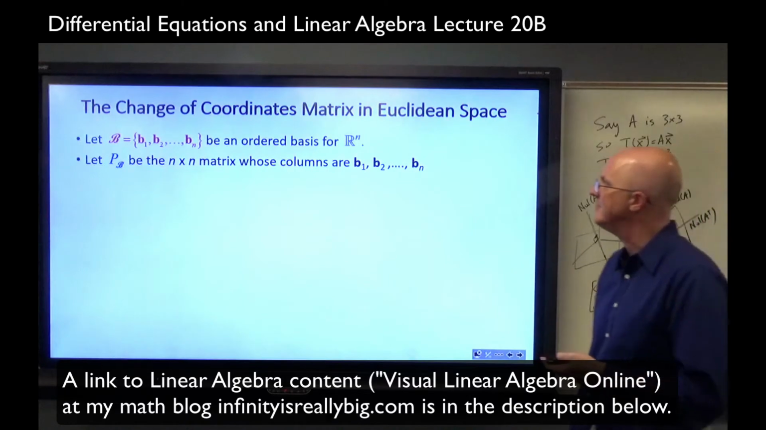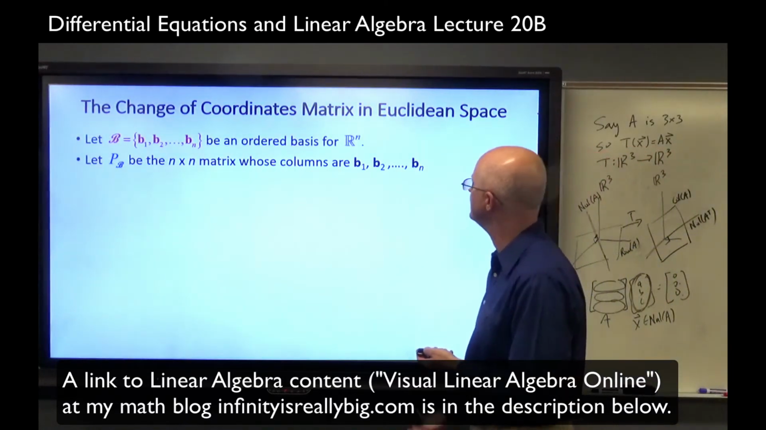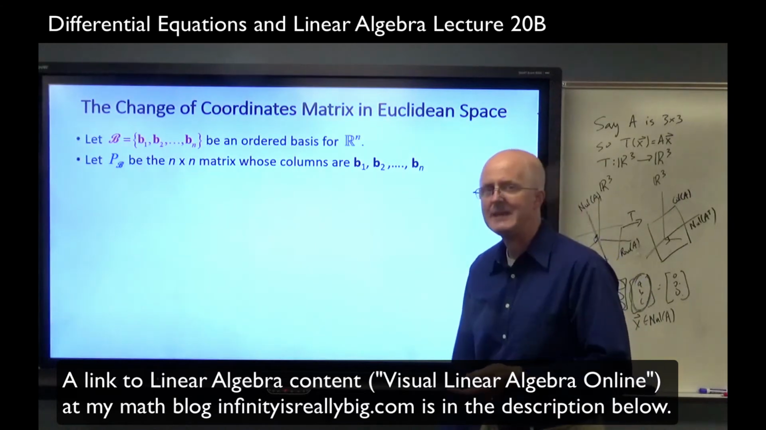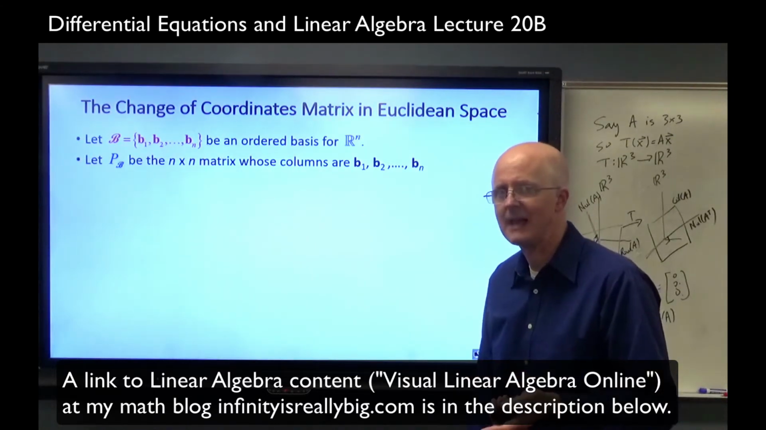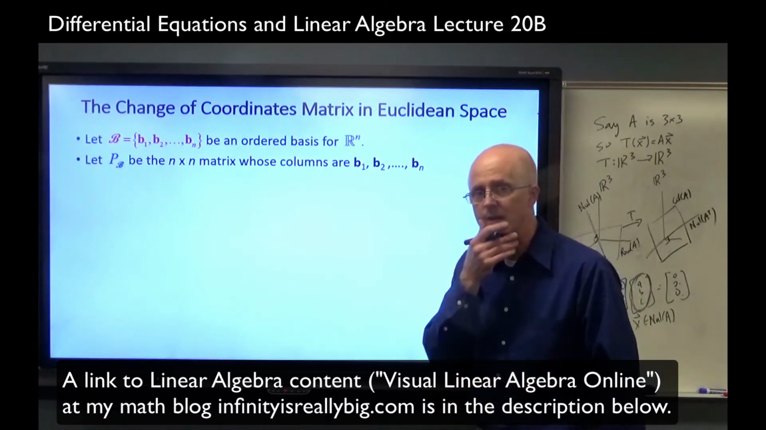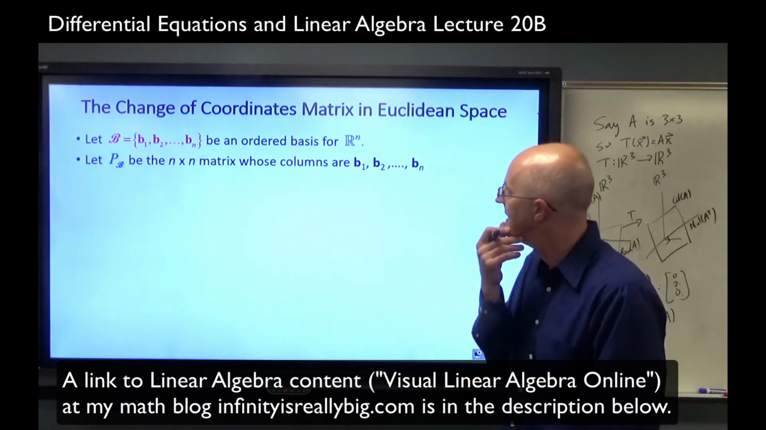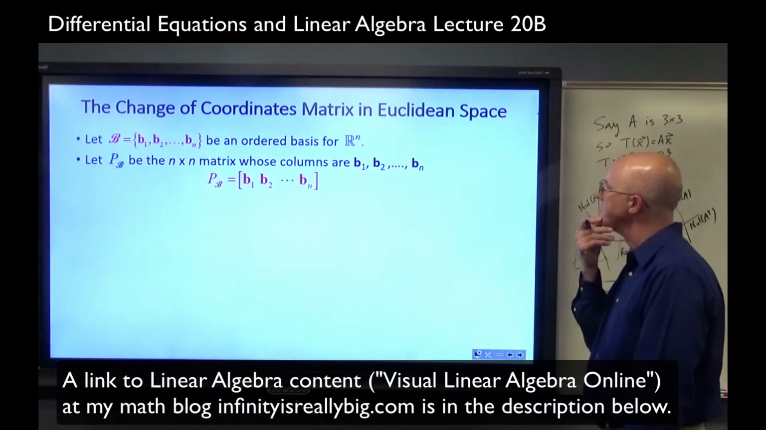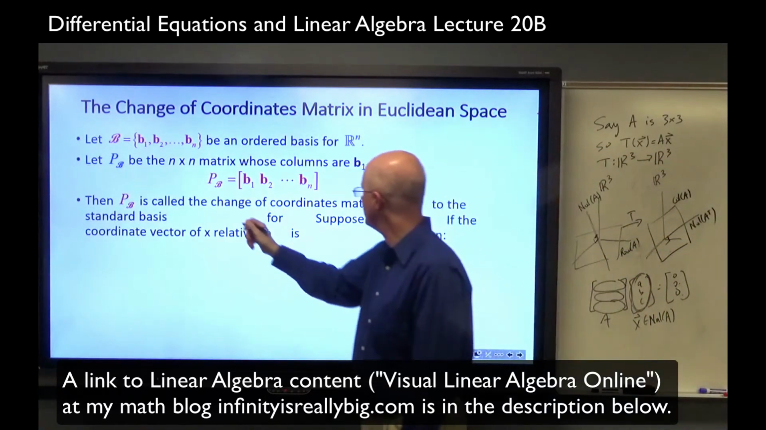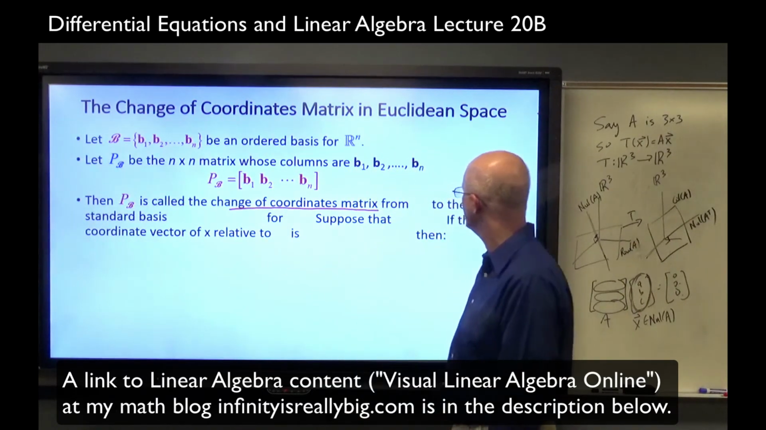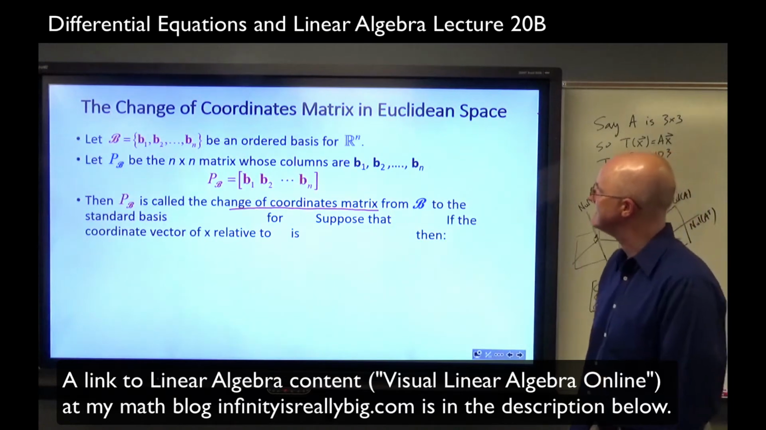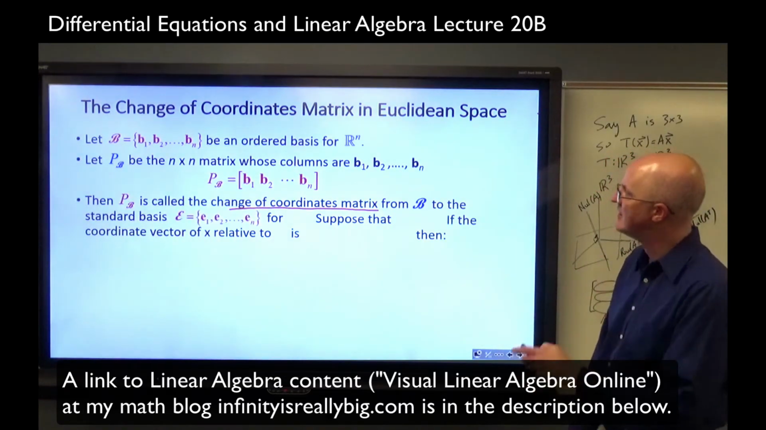Let PB be the n by n matrix whose columns are b1 through bn. PB, which I introduced through an example last time, is a change of coordinates matrix. And in fact, I think this slide I showed in lecture 19b as well. PB is called the change of coordinates matrix from B, this basis of Rn, to the standard basis of Rn.